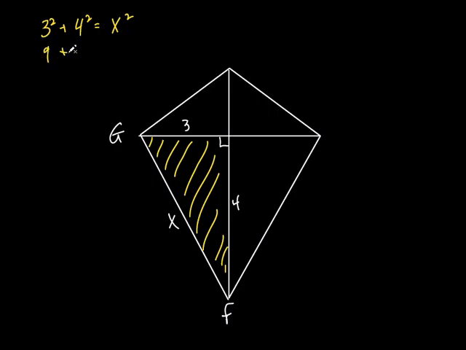This is 9, that's 16, and that's x squared. Add them up. It's 25 equals x squared, but that's not my answer, 25, is it? What do I have to do to this x squared? Square root it, right, to get rid of the squared. And what's the square root of 25? It's just plain old 5. So x is equal to 5.